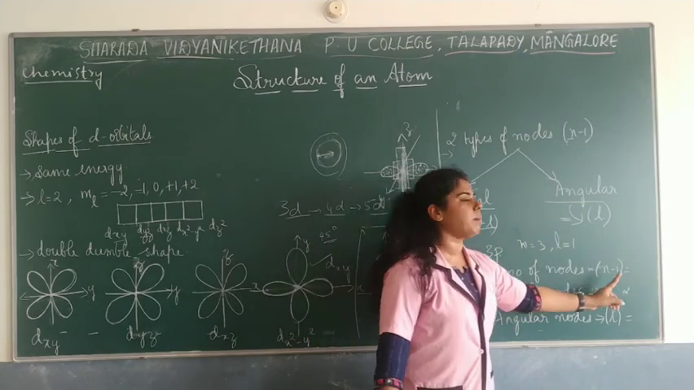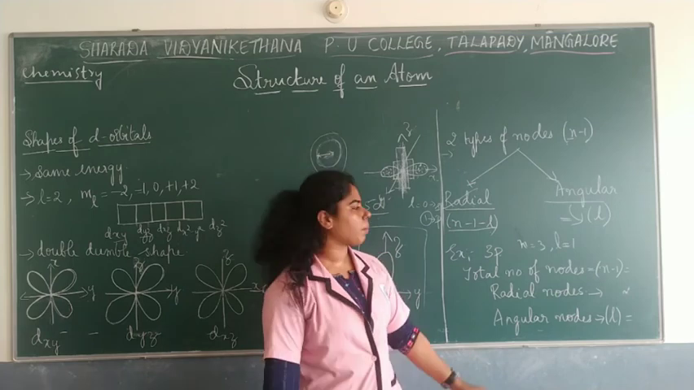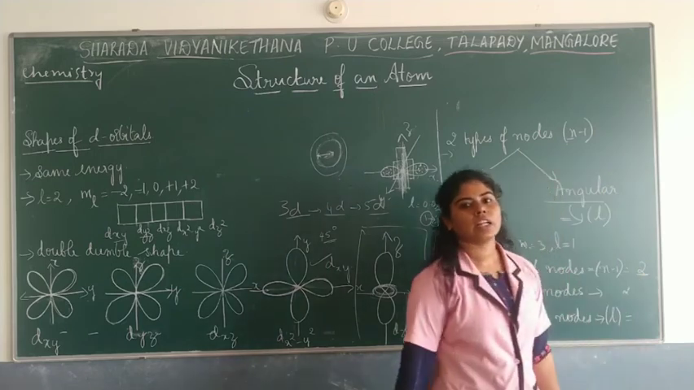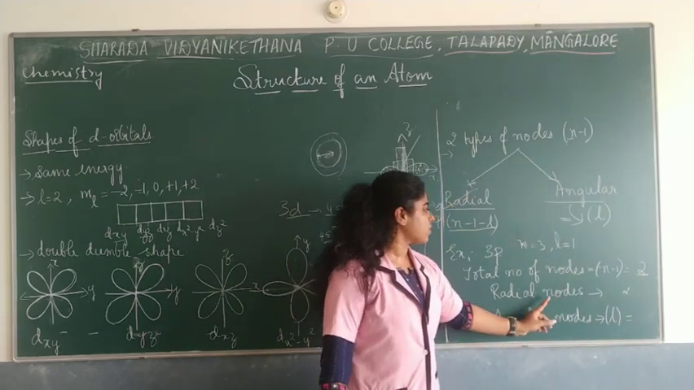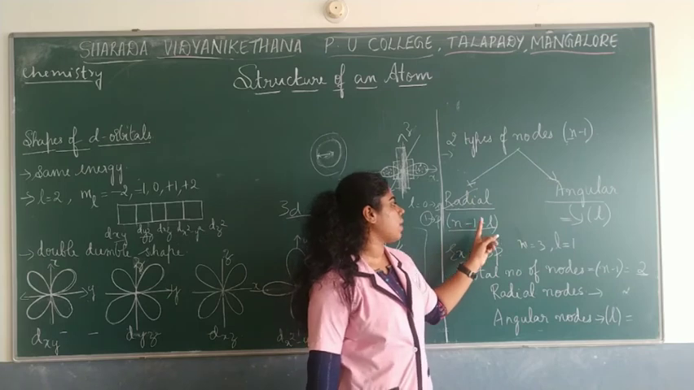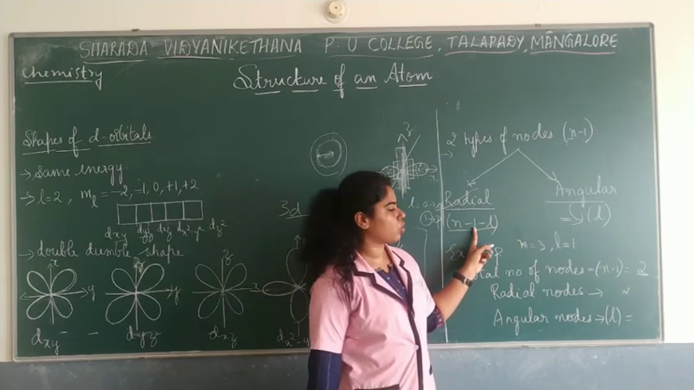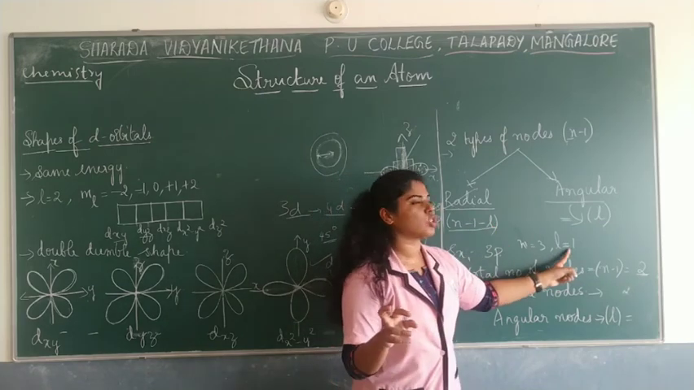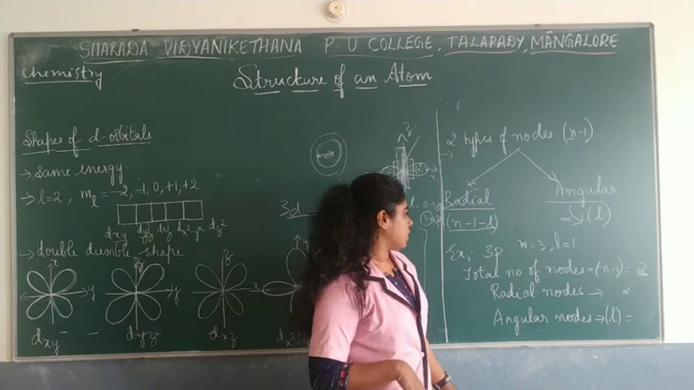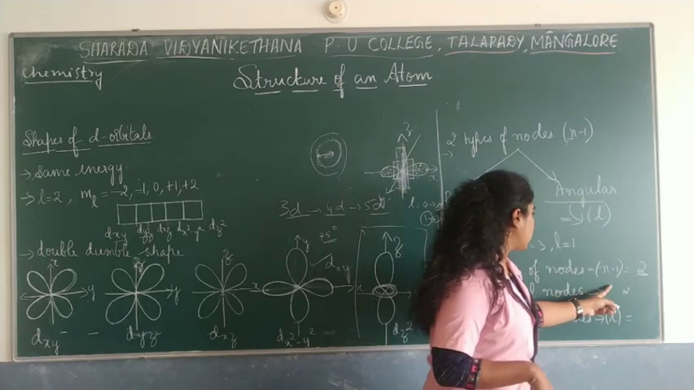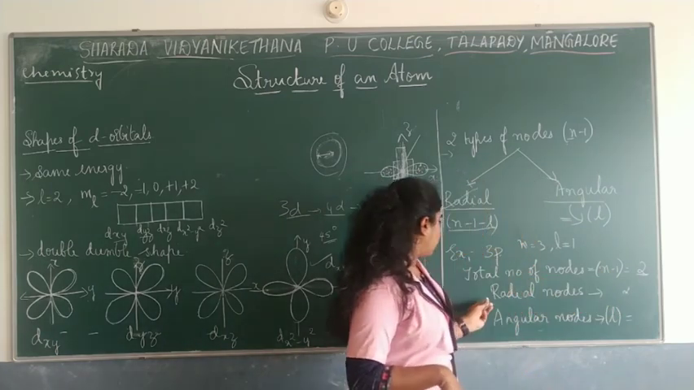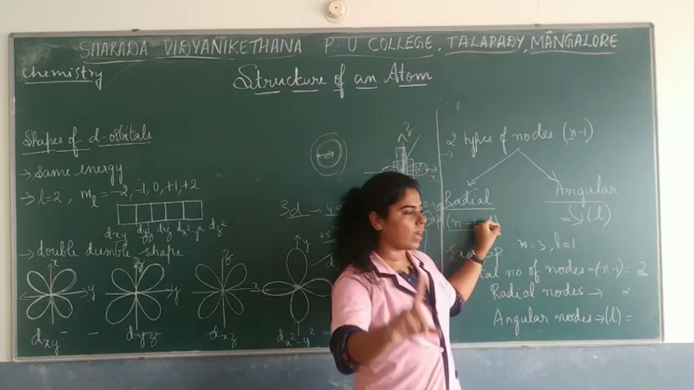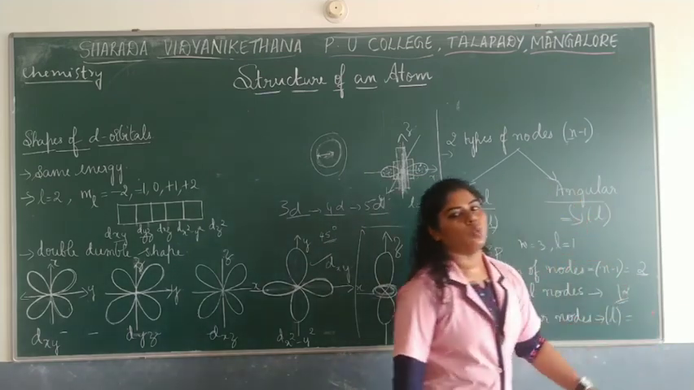Total number of nodes is given by the formula n minus 1. So 3 minus 1 will be 2. Correct? Then you have radial nodes. Radial nodes formula is given as n minus 1 minus L. So n minus 1 is actually 2, 3 minus 1 is 2. 2 minus L. L is how much? 1. 2 minus 1 will be 1 itself. So the number of radial nodes is 1.